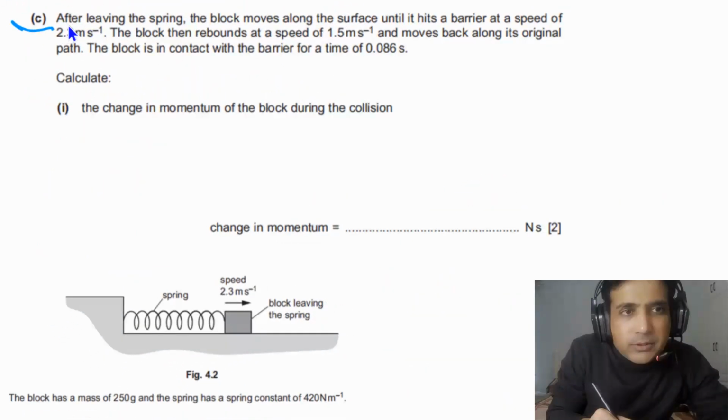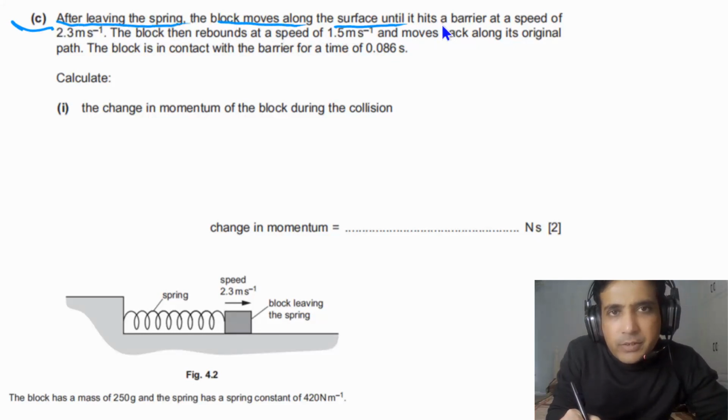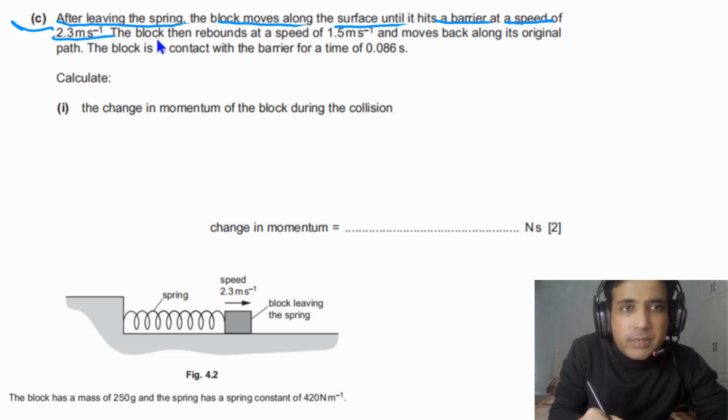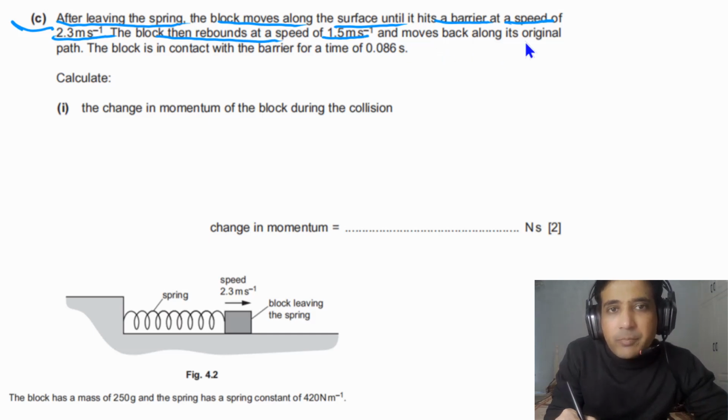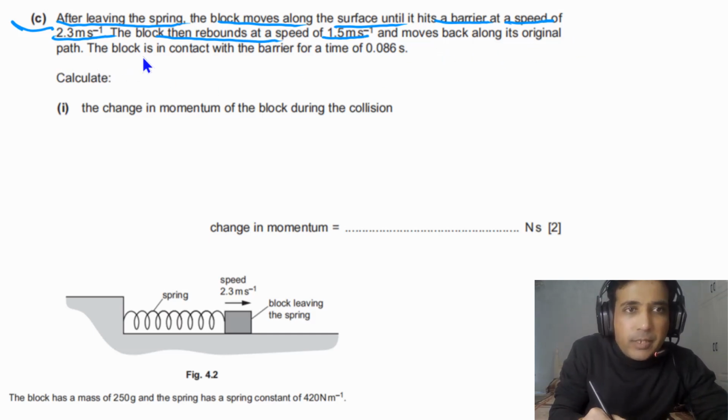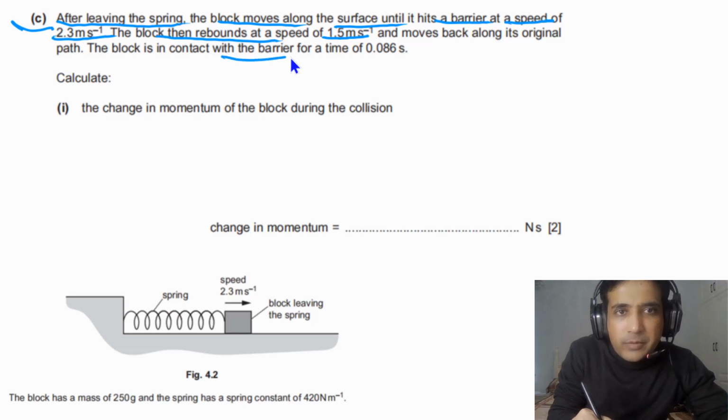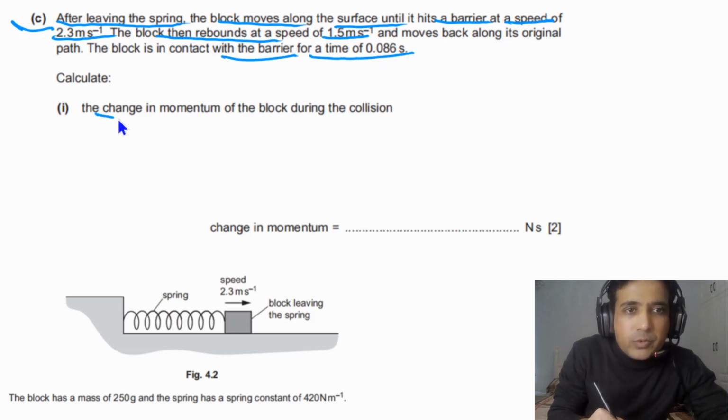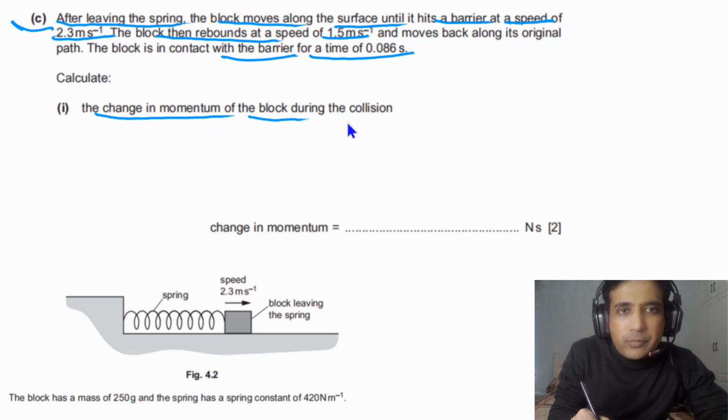For part C, it is given to us that after leaving the spring, the block moves along the surface until it hits a barrier at a speed of 2.3 meters per second. The block then rebounds at a speed of 1.5 meters per second, and moves back along its original path. The block is in contact with the barrier for a time of 0.086 seconds. We need to calculate the change in momentum of the block during the collision.